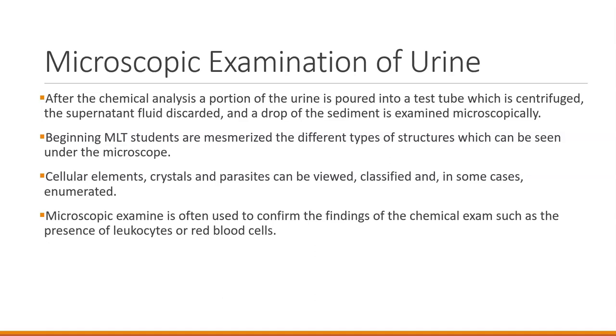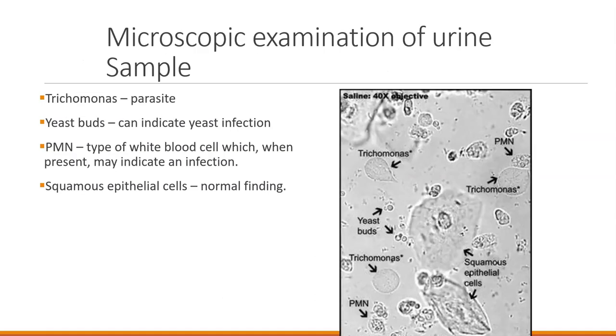Microscopic exam is often used to confirm the findings of the chemical exam, such as the presence of leukocytes or red blood cells. So if on the dipstick you get a positive leukocyte or red cell, when you look at that sample microscopically, you better see leukocytes or red cells. If not, something's wrong and you need to repeat the test. So this is an example of what I would call a dirty urine, meaning there are so many different formed elements that shouldn't be there.